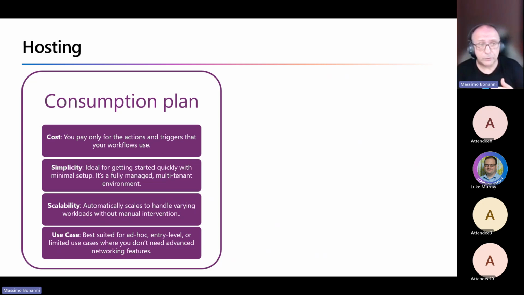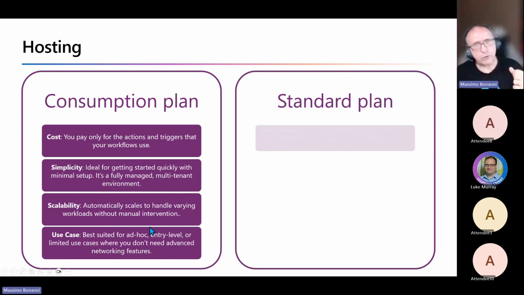For example, you have a trigger to run your Logic App if a tweet on X appears. So you don't have the same one in Functions, but it is the same topic. From the logical point of view, the trigger is the same. And also scalability and simplicity. It's the best plan if you don't need to integrate with the network, but you want to spend the right amount of money. But you also have the standard plan.